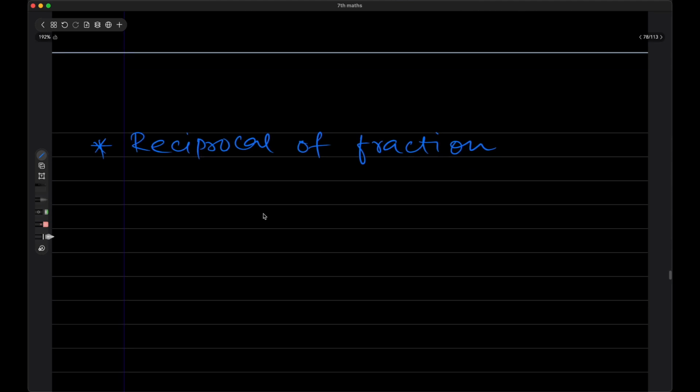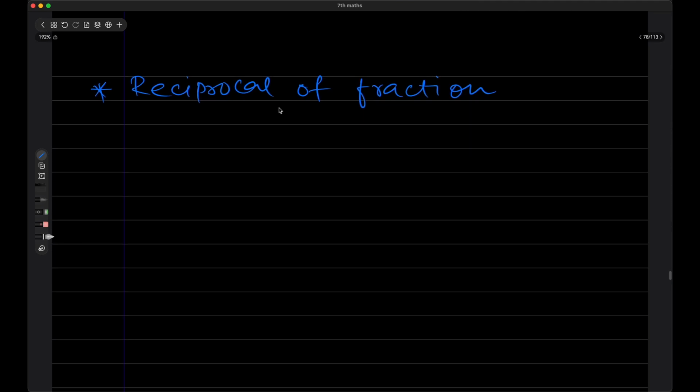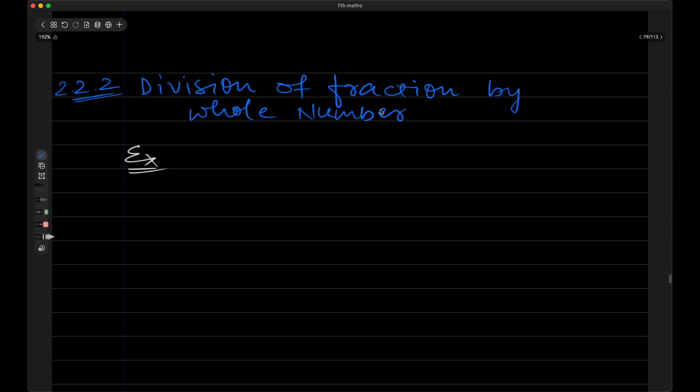Now let us go to the next topic, that is reciprocal of fraction. Let us first cover the division of fraction by whole number, that is division of fraction, that is of form a divided by b by whole number, that is starting from 0, 1, 2 and so on.